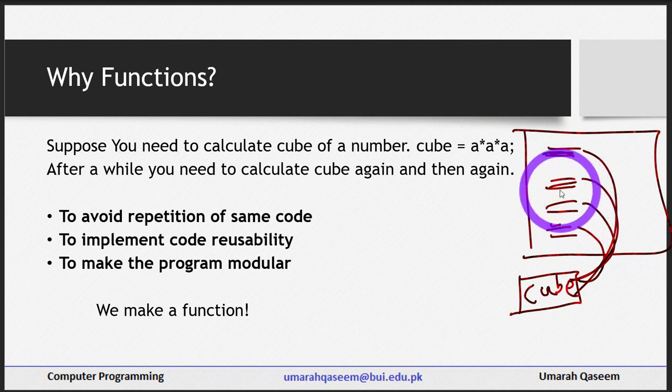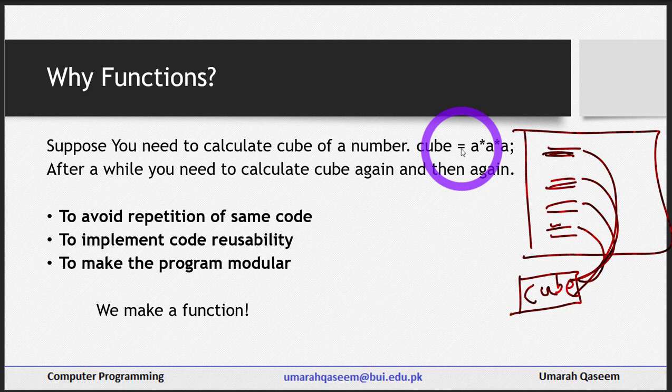So this covers the first point, that it avoids the repetition of the same code. Instead of repeating this line again and again at different places, you just write it at one point and use it in all the places where you need the answer, where you need to calculate the cube.